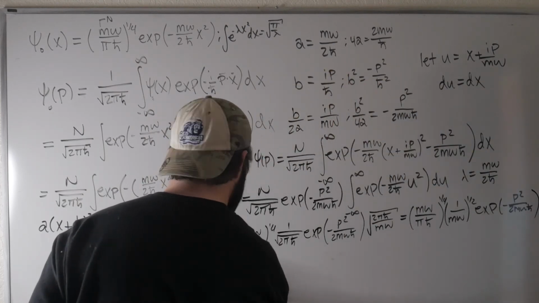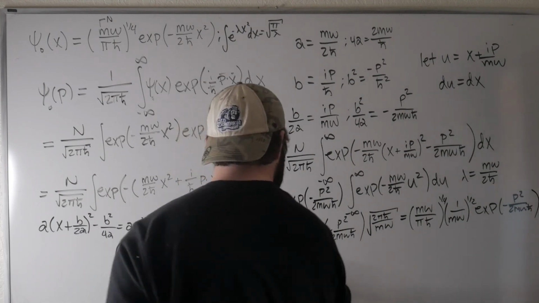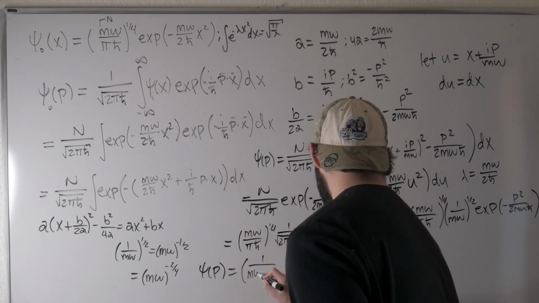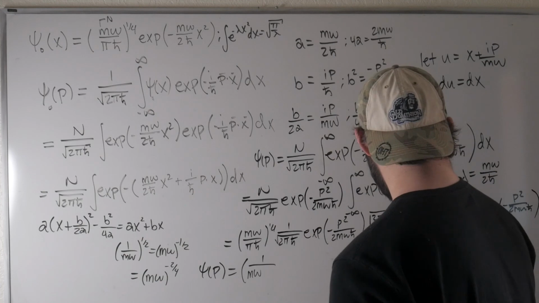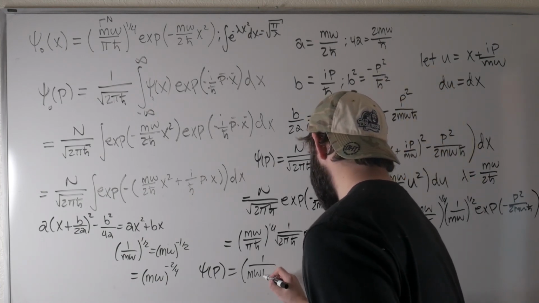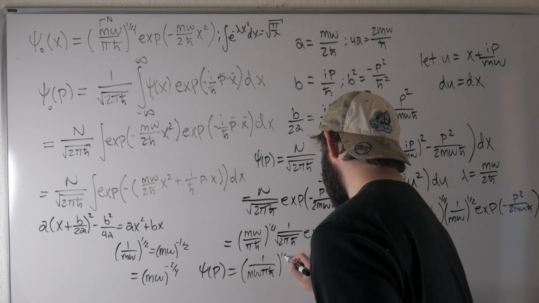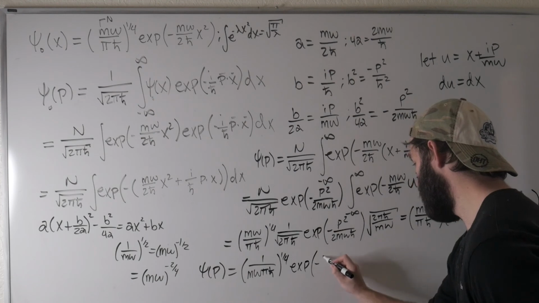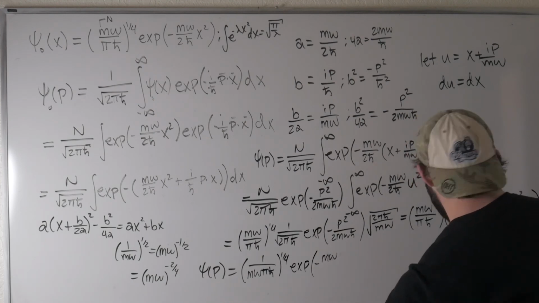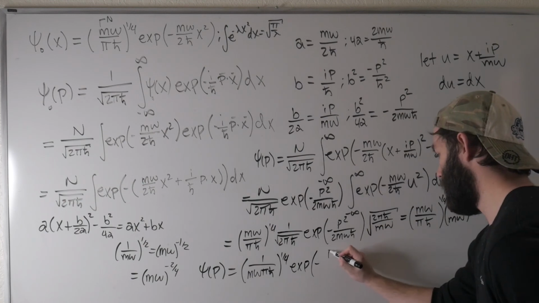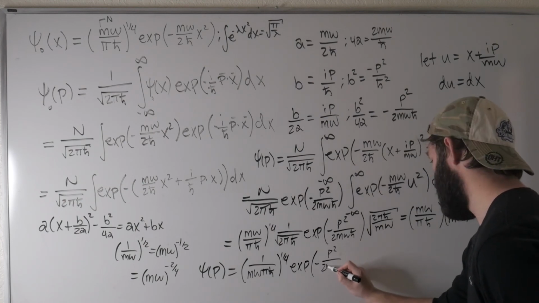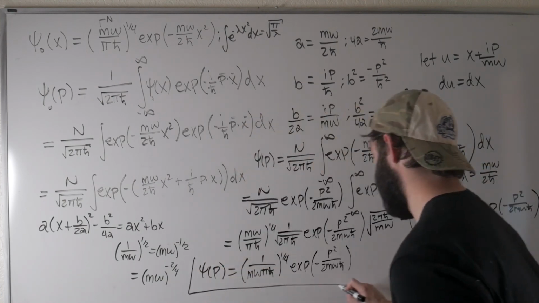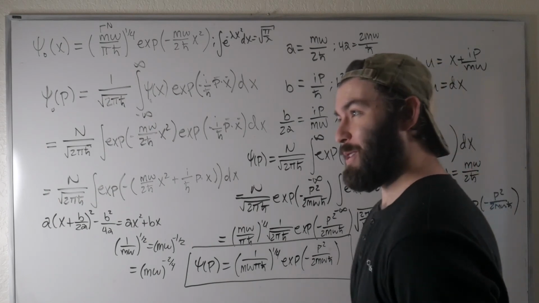Okay, so this tells us that psi of p is equal to 1 over m omega pi h bar to the 1/4 times the exponential of minus p squared over 2m omega h bar. And there we have it. And that's all there is to it.